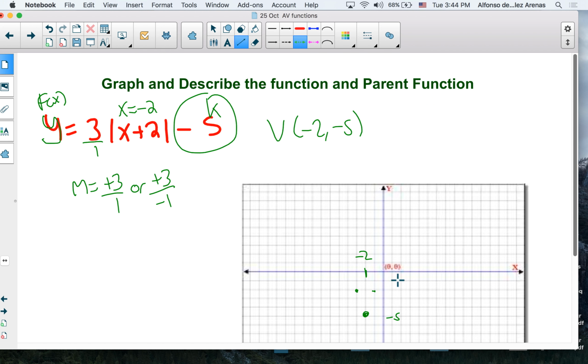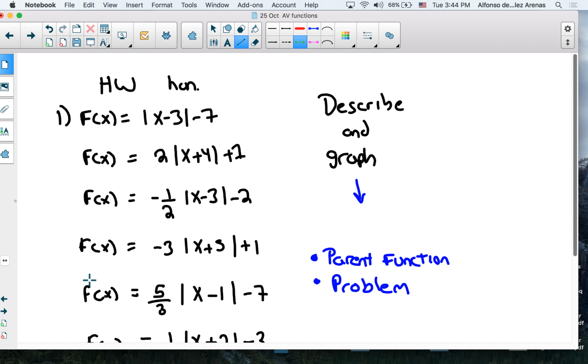Now I can graph the V shape. This is the first and this is the second. That is the V shape. Now you're doing these problems.